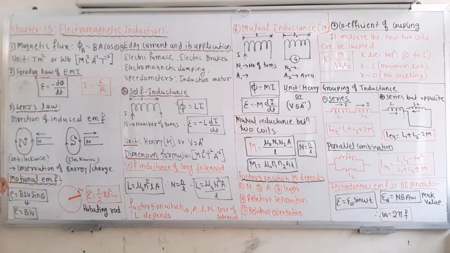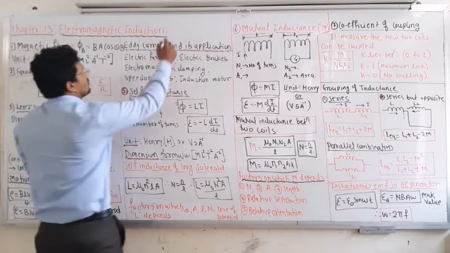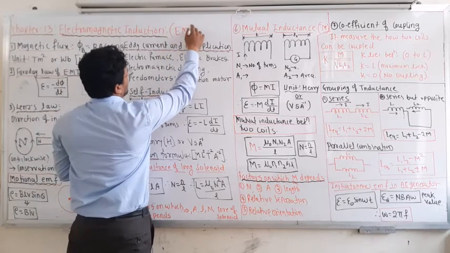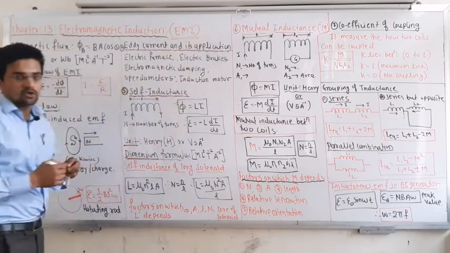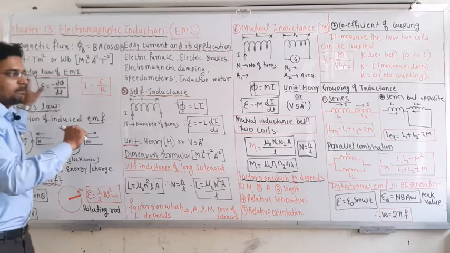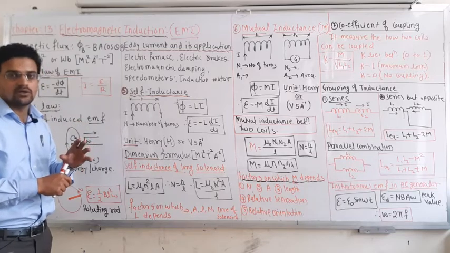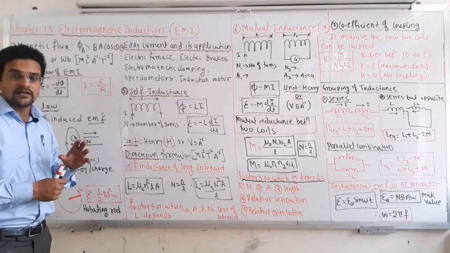Then chapter number 13 is electromagnetic induction, or simply EMI. This is exactly the opposite phenomenon of moving charges and magnetism. There, when you pass current through a conductor, a magnetic field is created. Now in this topic you are going to learn how electricity is generated by using a magnet and a conductor.